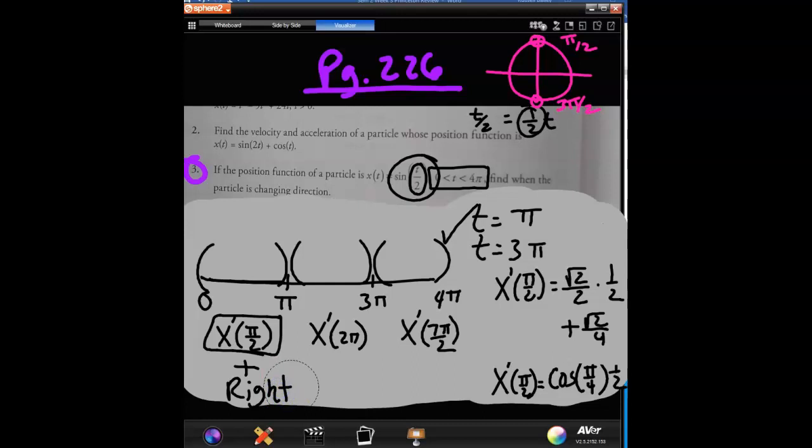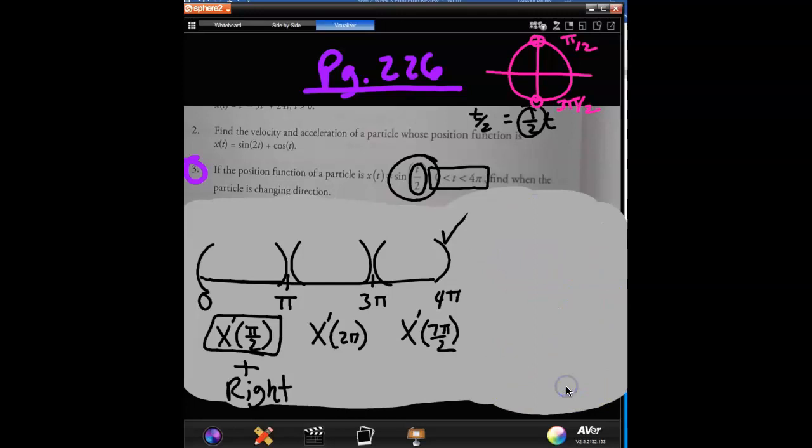And we're just going to continue doing that for the other 2 points. Let me do another one. The next one will be a little bit easier to plug in, I think. It's not a fraction. All right, so we have x prime of 2 pi, and we're plugging that into our derivative.